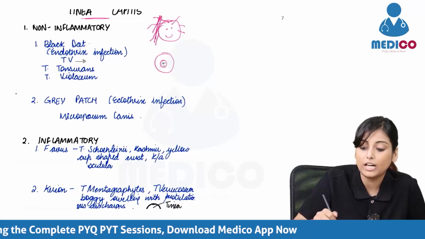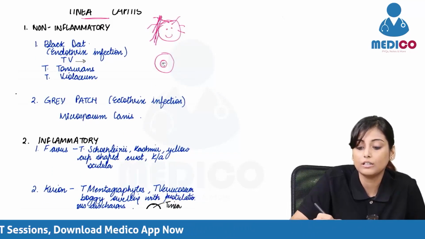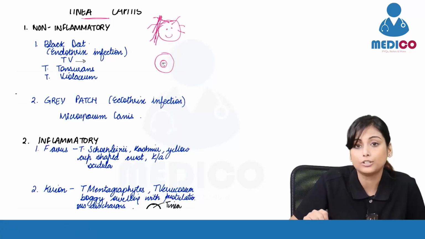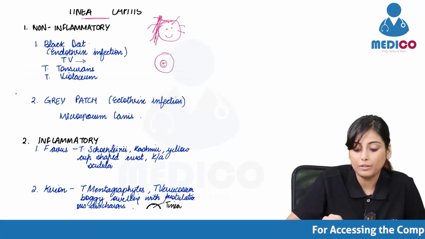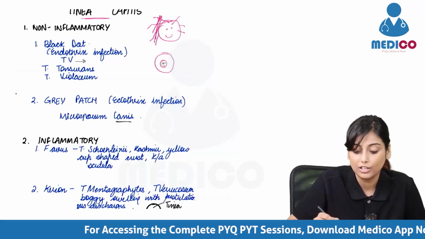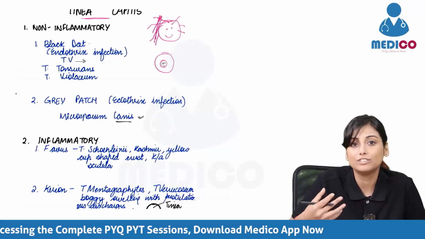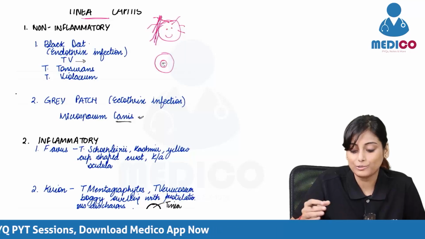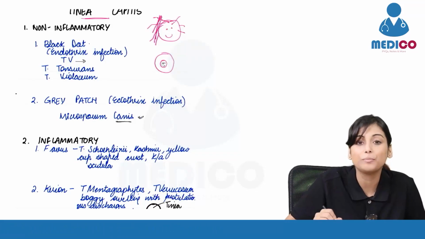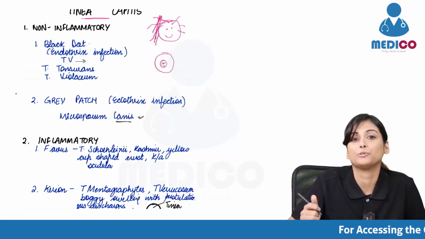And gray patch happens because of ectothrix, when the fungus tends to live over the hair strands and not inside it. I remember it like this: canines, dogs. You might have had dogs at your house. They're always salivating and all, no? So I remember it like that. Gray patch is there when Microsporum canis infects you.